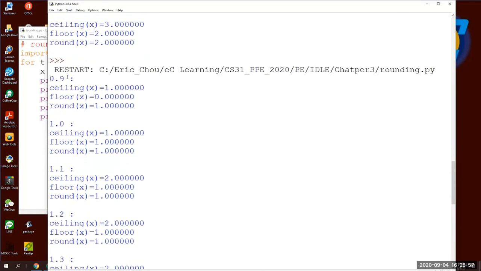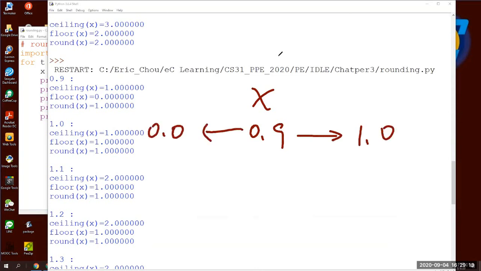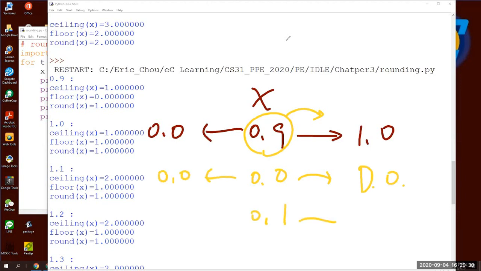So if the x is 0.9, I will run to ceiling 1, floor 0. So basically these three functions, I have an x, right? If x is 0.9, it will be rounded to ceiling as 1.0, rounded to floor as 0.0. So 0.9, ceiling is the function that gives the next integer. Is that okay? So if it is 0.0, the ceiling will be 0.0. The floor is also 0.0. Okay, but if it's 0.1, the ceiling will be 1.0, the floor will be 0.0. Okay, is that okay?